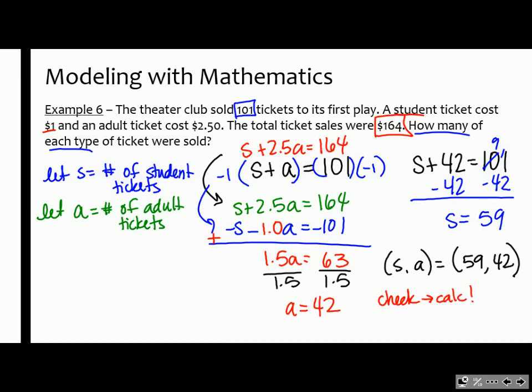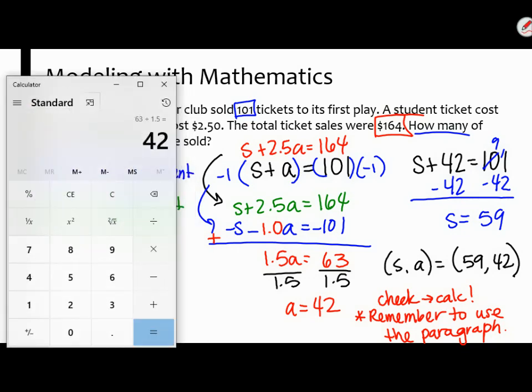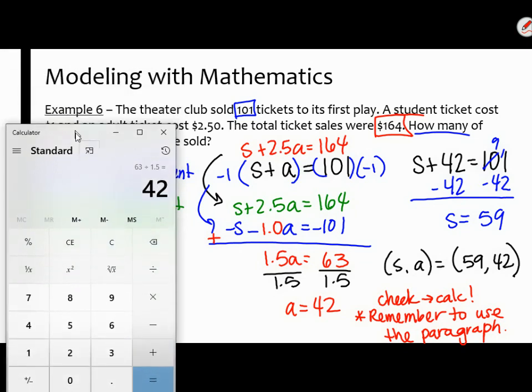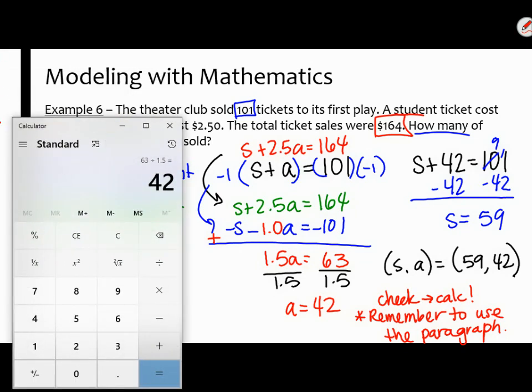All right, I'm going to grab my calculator to check. I'm also going to remember to use the paragraph. If I had written my equations wrong of my system, I would be unwise to check the one that I wrote because it wouldn't catch that mistake. So let's go ahead and just do the first paragraph that says the theater club sold 101 tickets to its first play. So if 59 were students and 42 were adults, there's 101. So that part works out just fine.